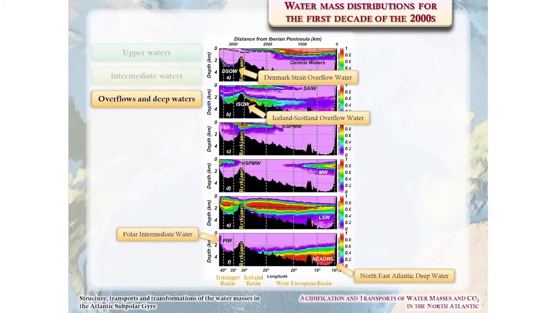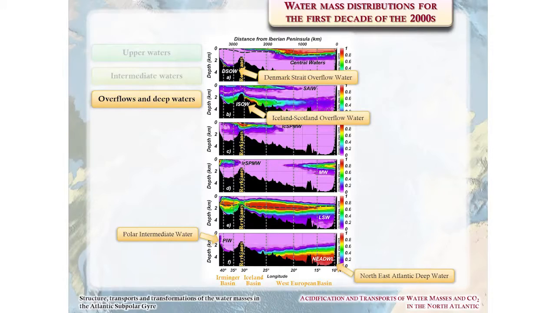The overflows and deep waters are constituted by the Denmark Strait overflow water, the Iceland-Scotland overflow water, the polar intermediate water, and the Northeast Atlantic deep water. The Denmark Strait overflow water occupies the deepest part of the Greenland continental slope.